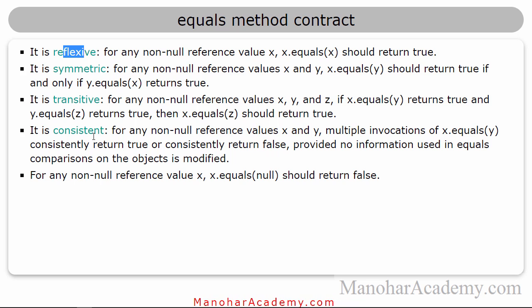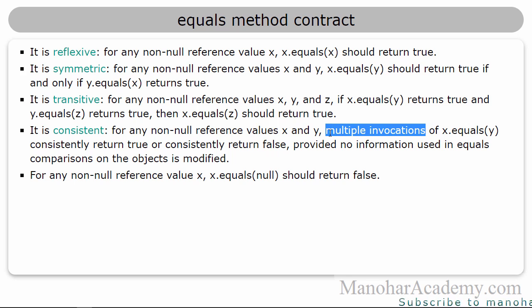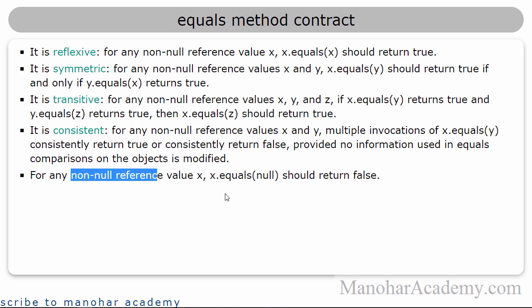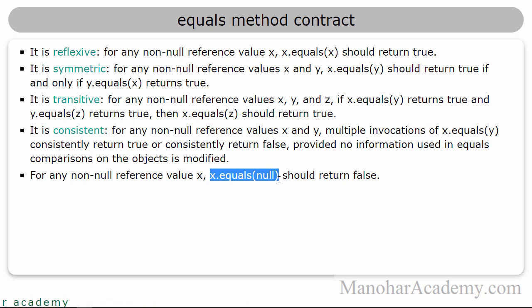That's it. Also, it should be consistent. For that reason, we are going to take care of those null values. When we say consistent, it should be consistent across invocations: if the state did not change, then if we call that method any number of times, it should return the same value, either true or false. Also, regarding null reference, x.equals(null) should return false. Are we done with the equals method?